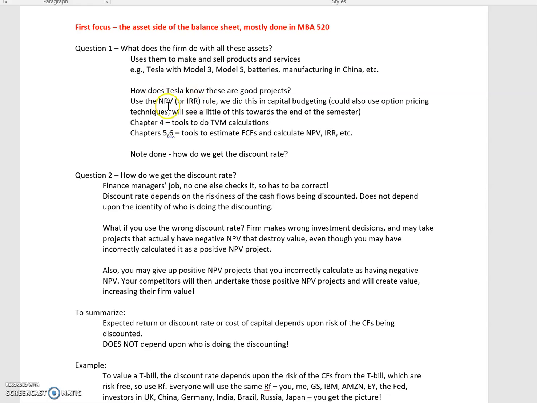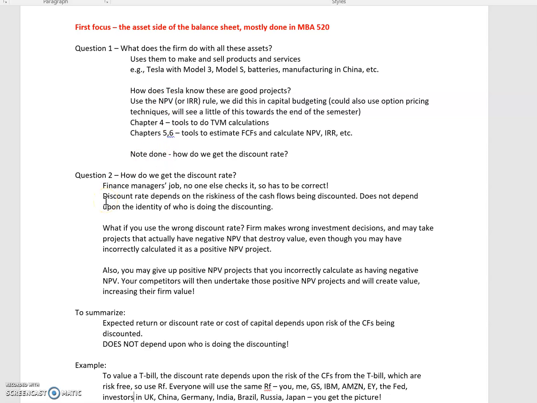Okay. So what we had done was in chapter 4, we had given you the tools to do the time value of money calculations. And then in chapters 5 and 6, you had learned the tools to basically estimate the free cash flows, calculate NPV, IRR, and so on. So what was not done in these chapters was how do we get the discount rate? So the second question is, well, if I go ahead and estimate these cash flows, then how do I choose the discount rate so that I can calculate my NPV?